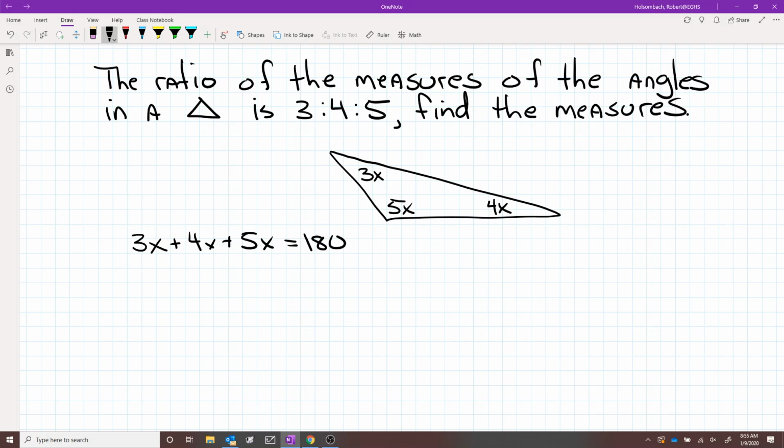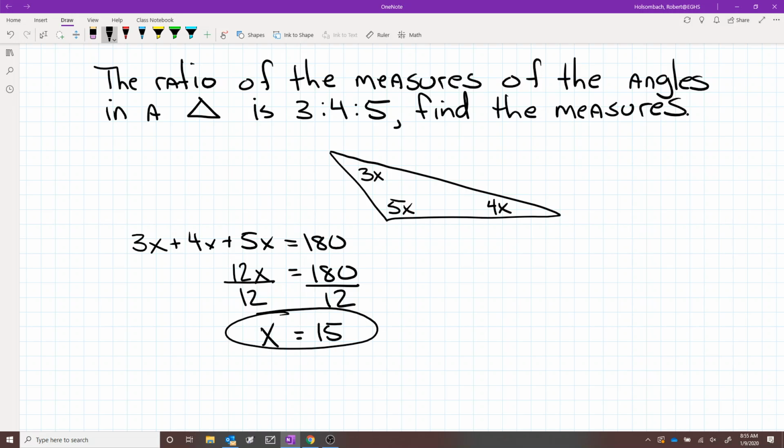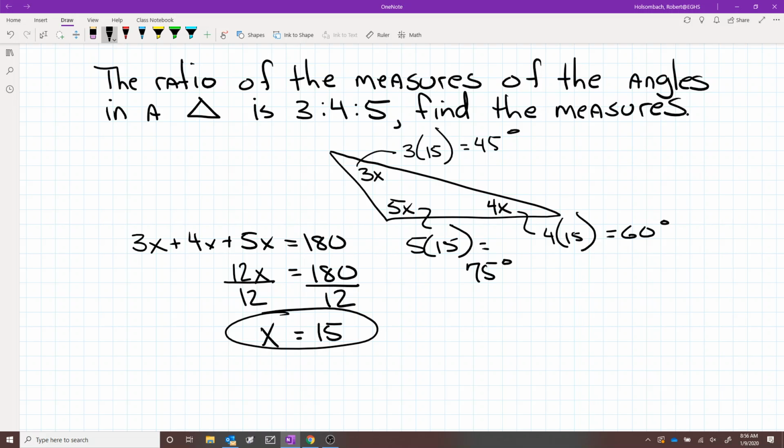In order to find the measures, we can solve for x. So we get 12x equals 180. Divide each side by 12, and x is equal to 15. If x equals 15, we can go back and substitute. 3 times 15 is 45, so this angle is 45. 4 times 15 is 60, so that angle is 60. And 5 times 15 is 75, so that's a 75-degree angle. So there's how you would use an extended ratio to find the measures of a triangle.